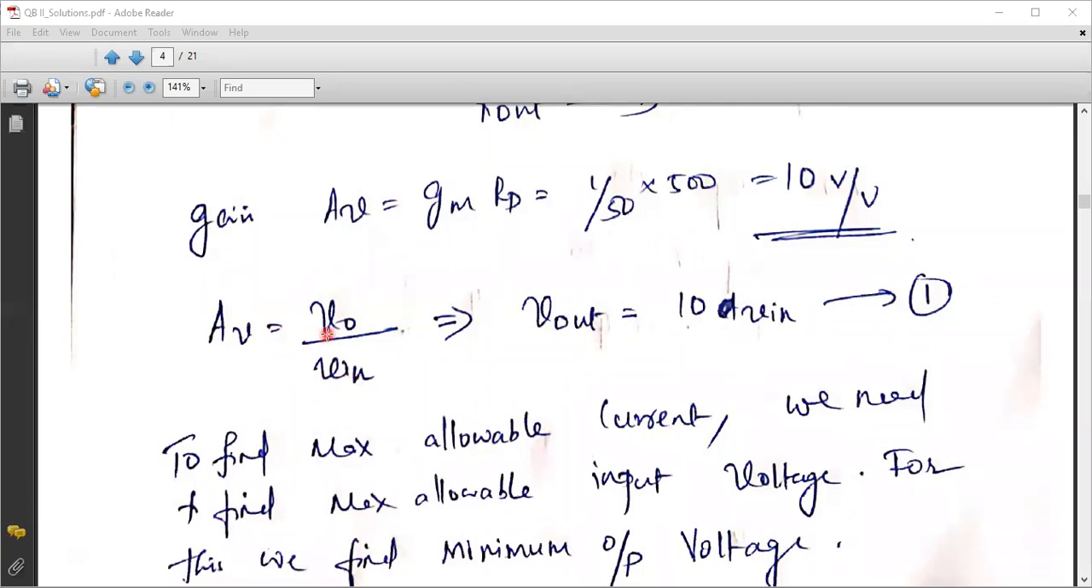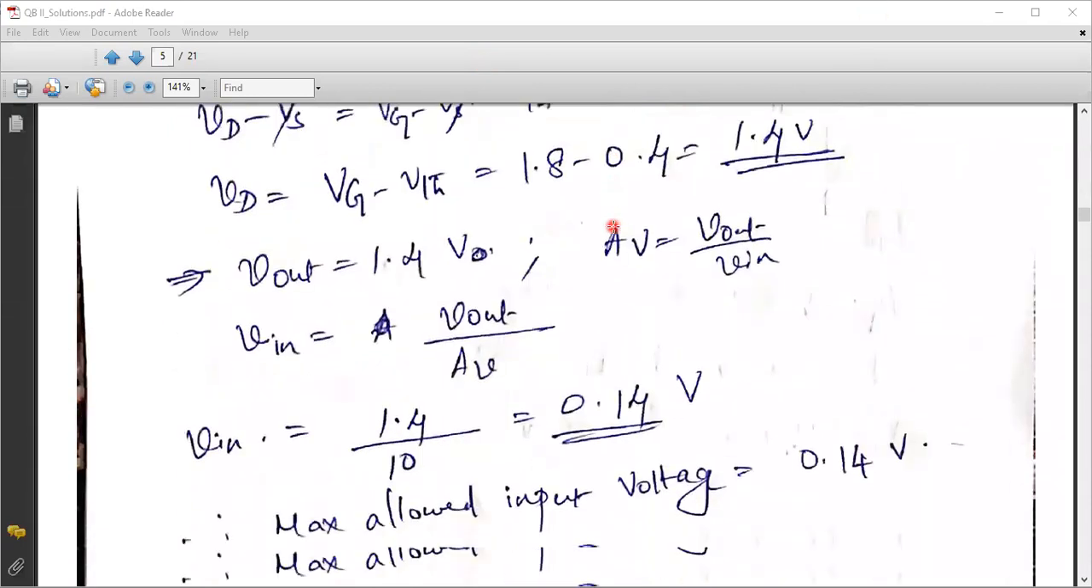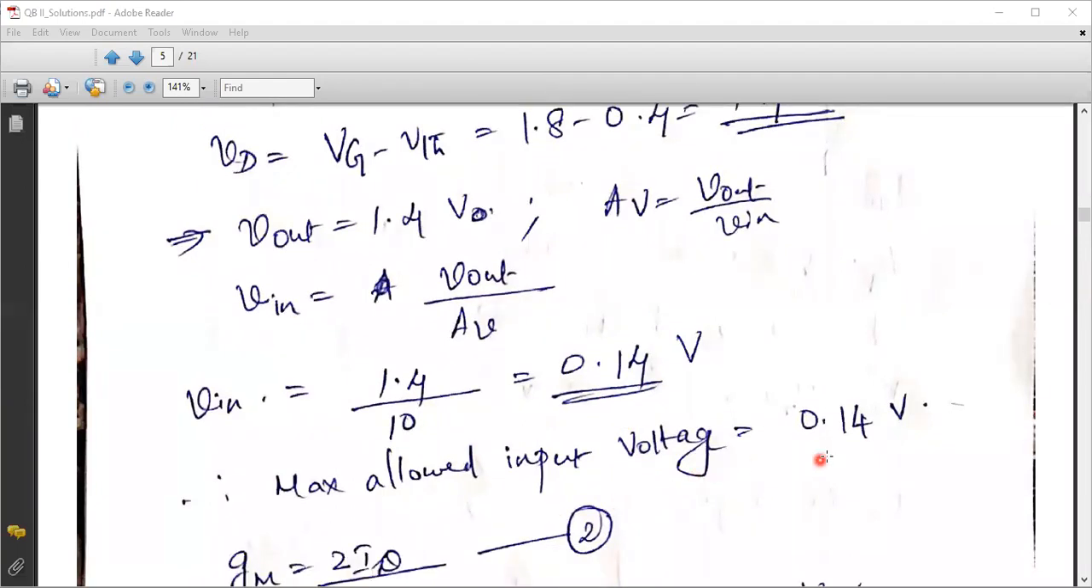Substitute AV and V0. AV is 10, V0 is 1.4. Yes, it is 0.14 volt. So this is the maximum allowed input voltage.